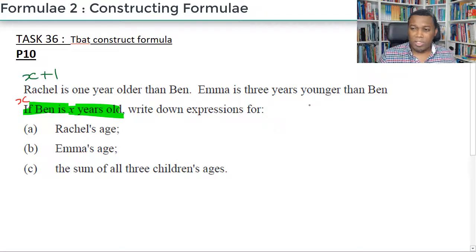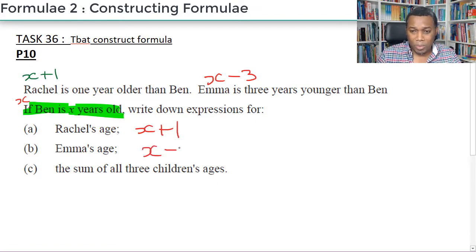Emma is 3 years younger than Ben, so I start off at Ben's age. Let's say if Ben was 10, then you'll tell me that Emma is 7, so you're taking away 3 from Ben's age. So I start with Ben's age, X, and I have to take away 3. That's her age. So Rachel's age is X plus 1. Emma's age is X minus 3.